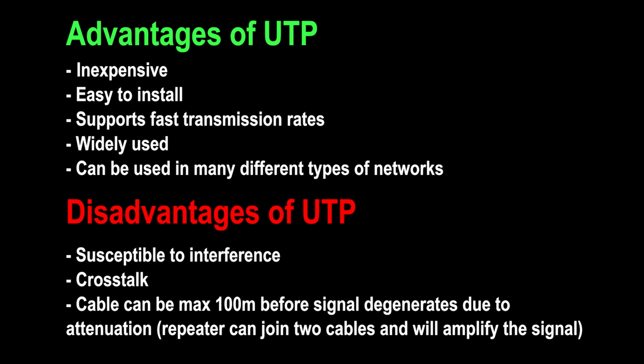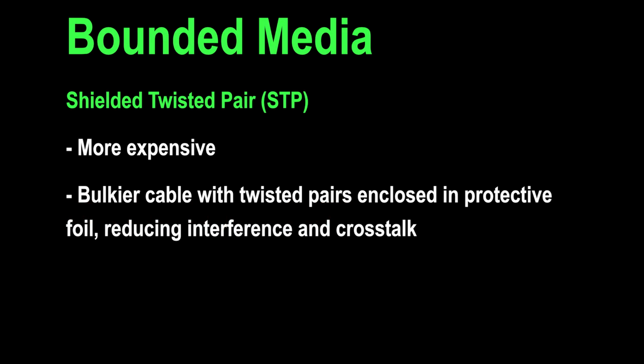The disadvantages are that they are susceptible to interference, crosstalk, and the cable can be a maximum of 100 meters before the signal degenerates due to attenuation, although a repeater can be used to join two cables and amplify the signal. Another type of bounded media is the shielded twisted pair, STP, which is more expensive and is a bulkier cable with twisted pairs enclosed in protective foil, reducing interference and crosstalk.